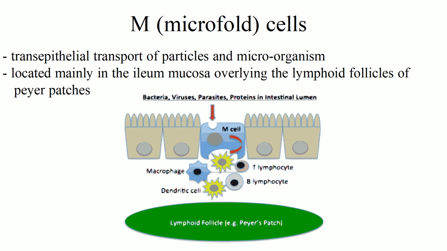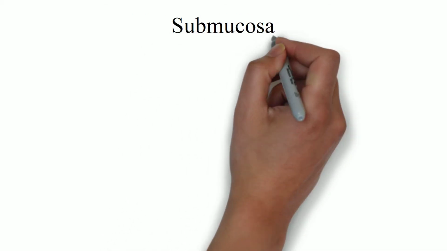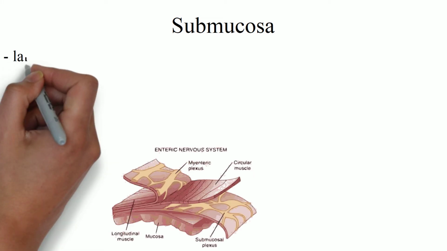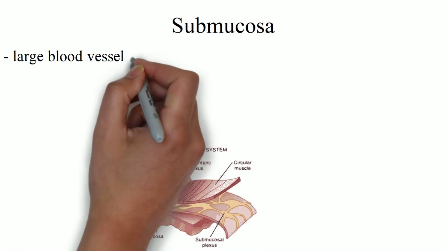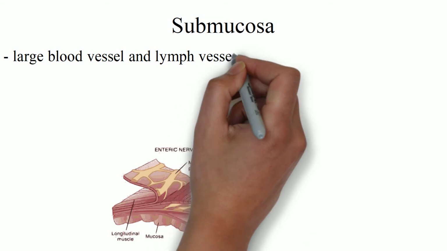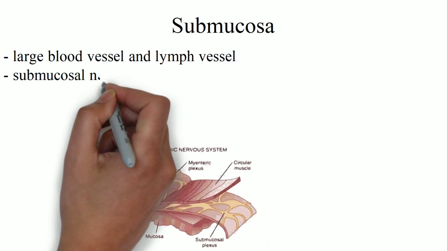Goblet cell. We have not discussed the goblet cell in detail because its main function is to secrete mucus. So we will now move towards our next layer of the small intestine, which is submucosa. Submucosa consists of large blood vessels and lymph vessels, as we all know. Submucosa of the small intestine consists of the submucosal nerve plexus.